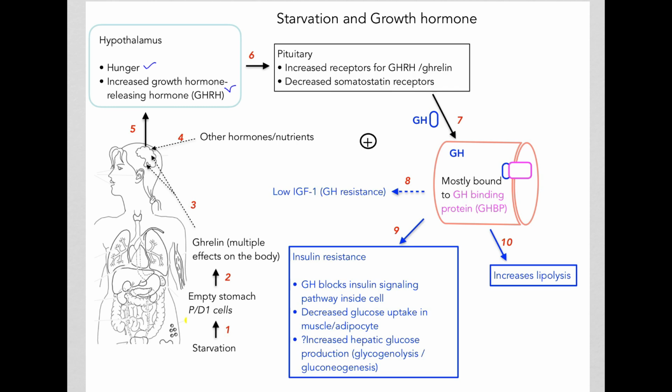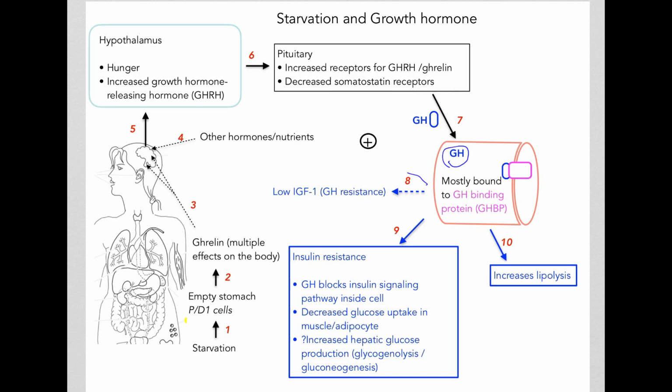So this increased GHRH will go to the pituitary gland, and in the pituitary gland, ghrelin increases the receptors for GHRH as well as for ghrelin receptors, while decreasing the somatostatin receptors. So the net result here would be increased synthesis and secretion of growth hormone from the pituitary gland. So the free growth hormone, the active growth hormone, will go to target tissues and cause various effects.